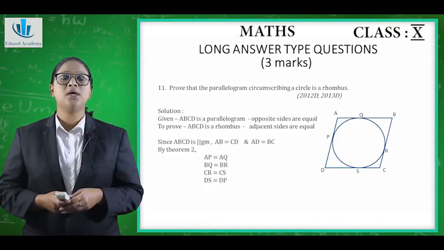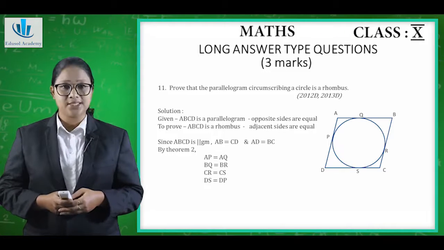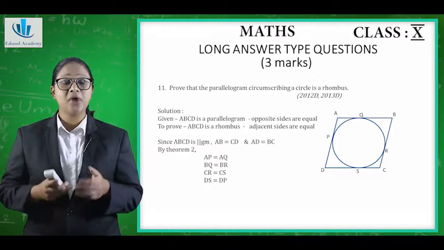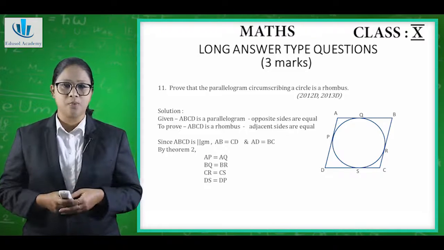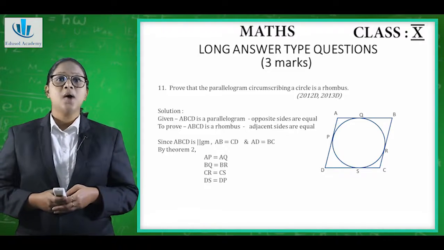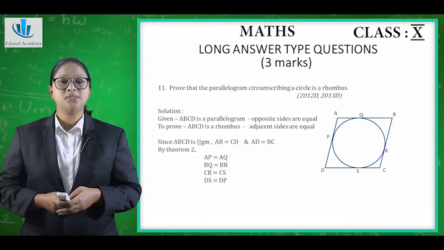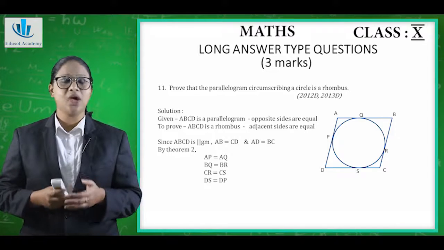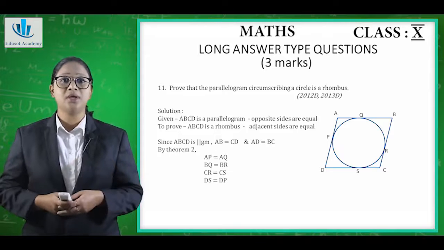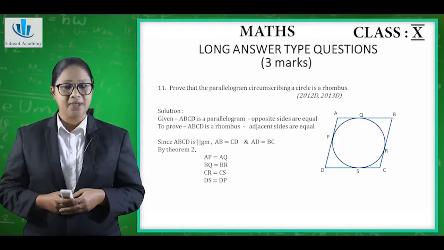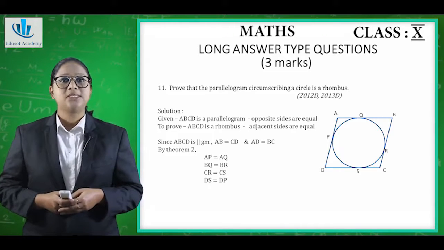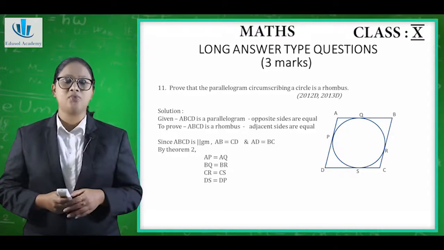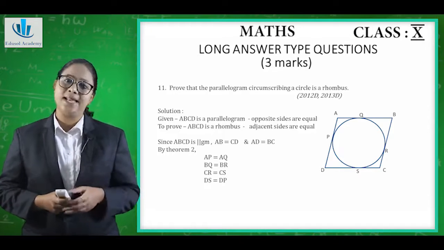Now let's move on to the third type of question, long answer type questions carrying 3 marks each. This is yet another frequently asked and very important problem. So the question is, prove that the parallelogram circumscribing a circle is a rhombus. So we are not given the figure, we have to sort out the figure. So let ABCD be a parallelogram and let a circle be inside ABCD and let the points of contact be P, Q, R and S.